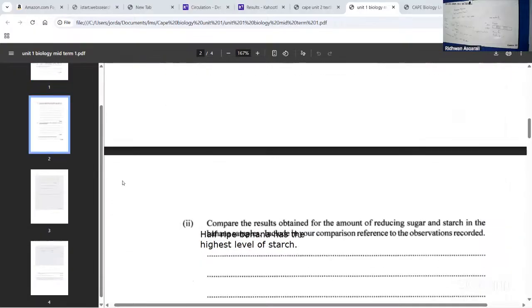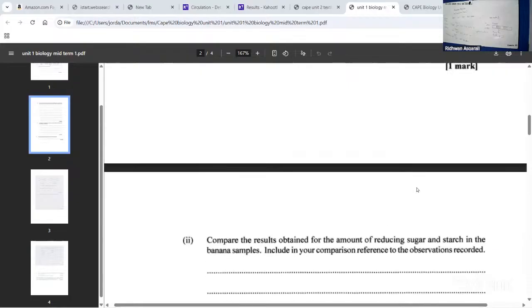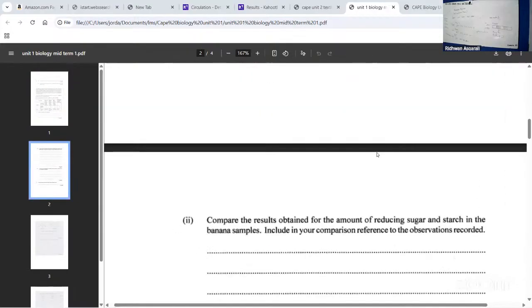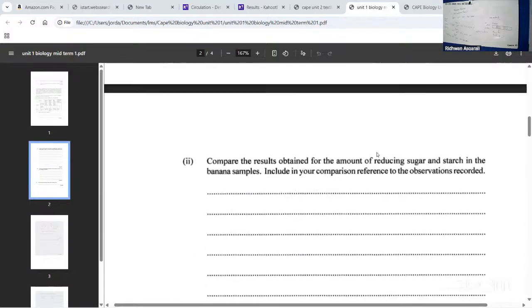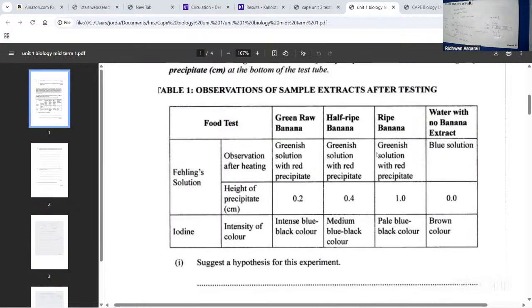Okay, the next part, they want us to compare the results for the amount of reducing sugar and starch in the banana samples. So this is 3 marks. So how would you compare them? They wanted to compare the amount of reducing sugars and starch in each of the banana samples. So what would you state?